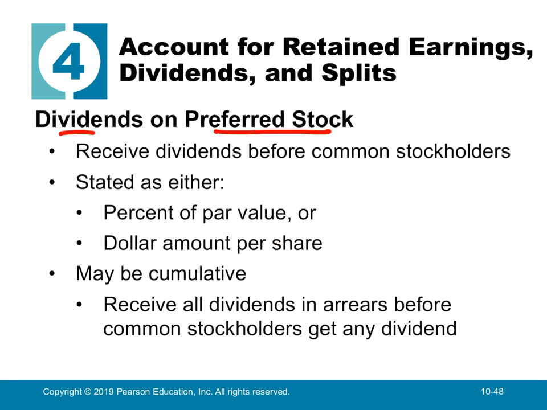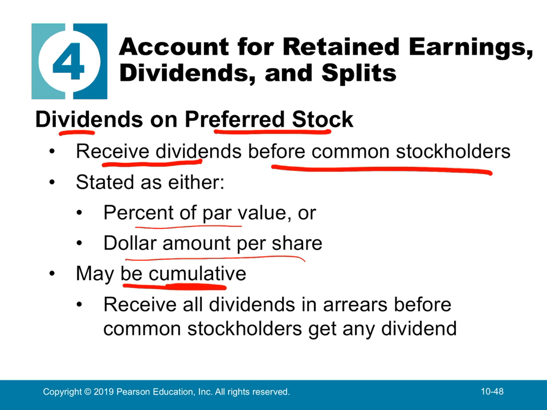So what about dividends on preferred stock? Remember that preferred shareholders must receive dividends before the common stockholders. Preferred stock is stated a little bit differently because preferred stock is going to have the dividend already stated as a percent of par value or dollar amount per share. So that's how preferred stock is quoted. Because you're the first one in line to get any dividends, it's quoted as what dividend each share is expected to get. And it may be cumulative. It depends on how the legal setup for that company is written around preferred stock, but it may be cumulative, which means that the preferred stockholders receive all dividends in arrears before common stockholders get any dividend.